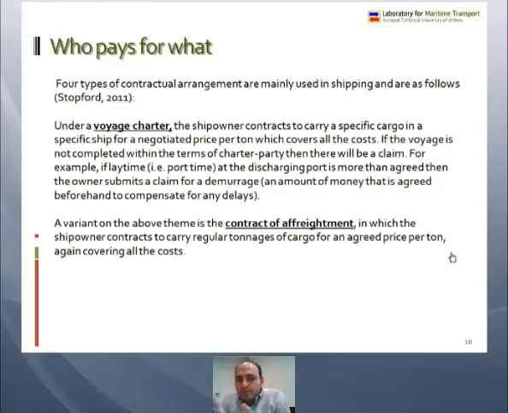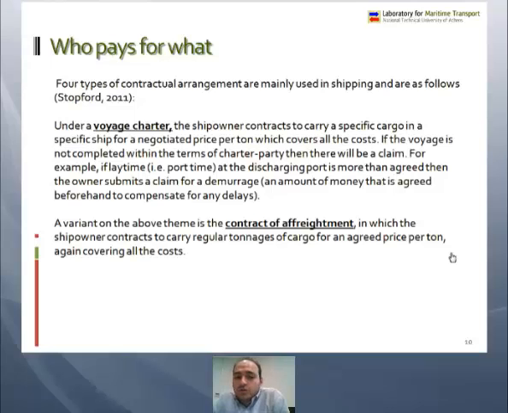And of course, probably most of you are very familiar with these four types of contractual agreement that are used in shipping. For example, we have the voyage charter, where the ship owner contracts to carry a cargo in a specific vessel for a negotiated price per ton, which covers all the costs.